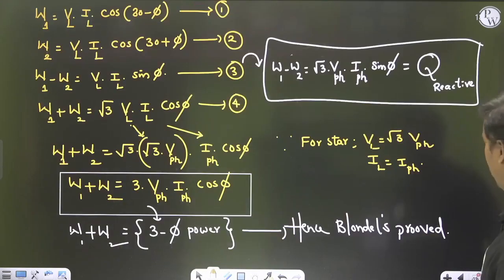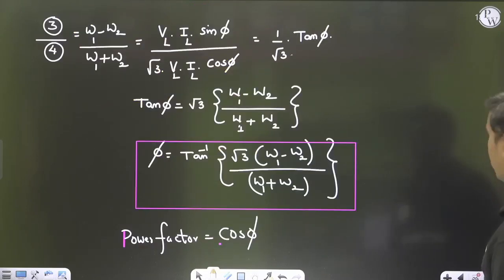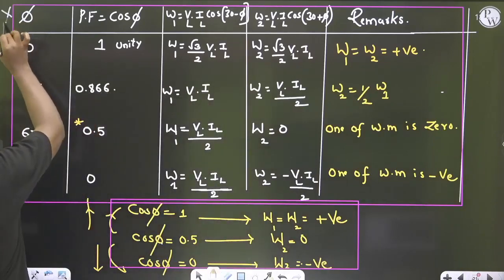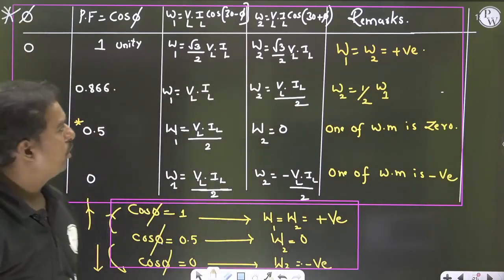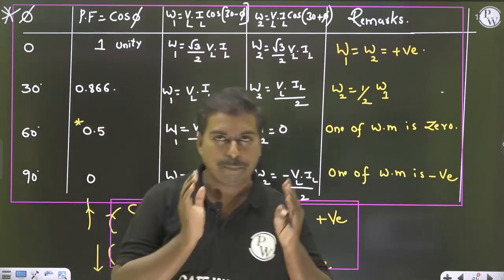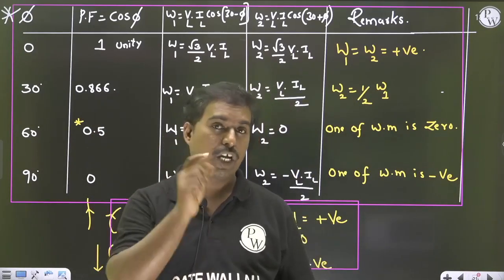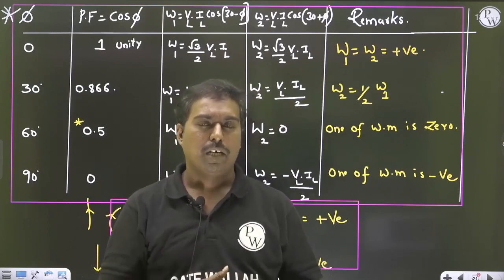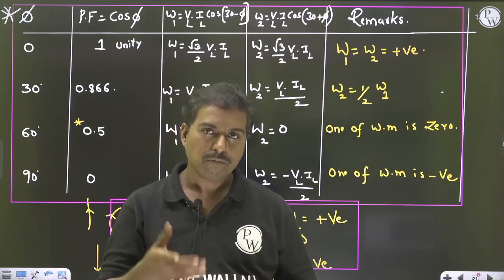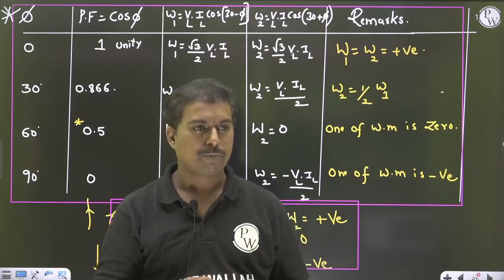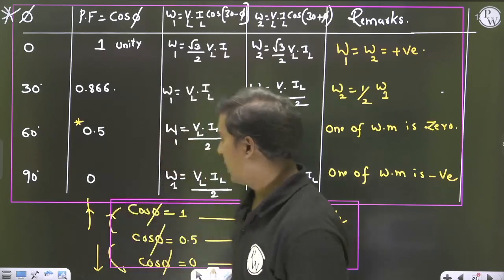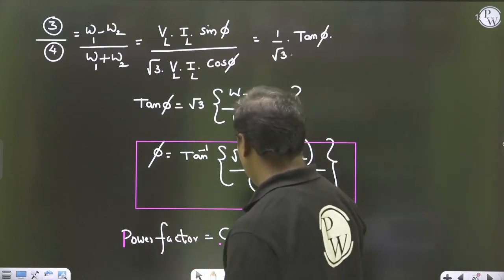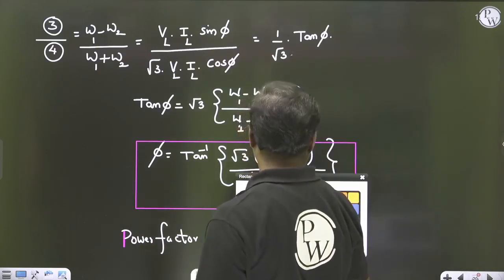Now with this understanding, we can start the problems. Please take this table as a reference table. From this table, we'll move to the numericals. Up to now we have discussed the 2 wattmeter method for star model, lagging power factor. The same thing you can do for the leading power factor, but it is not necessary here, because we have extracted the expression: tan phi is equal to root 3 times (W1 minus W2) by (W1 plus W2). Any expression you can remember.